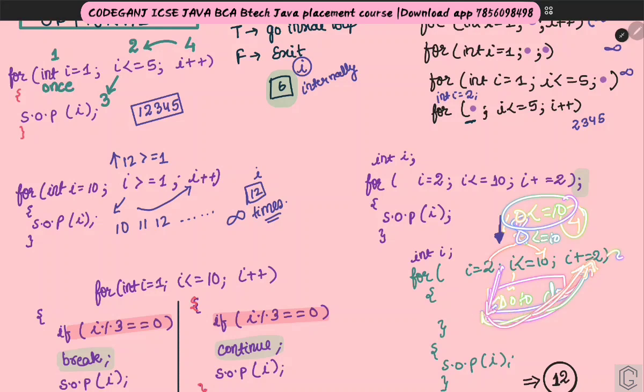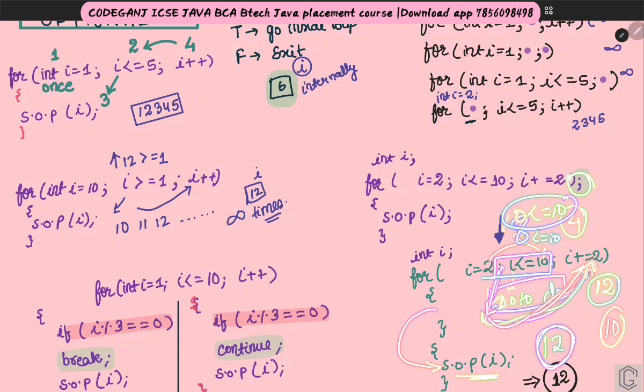i += 2. Once the value of i becomes 12, then this loop will fail, and it will exit the loop, and then it will come to this line, and it will print 12 as the answer. Do not give the answer as 10.